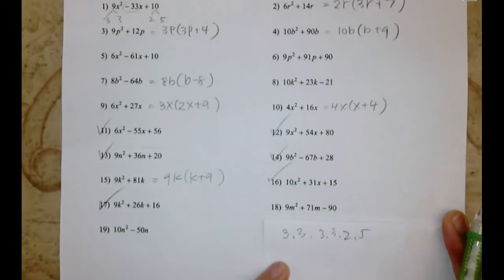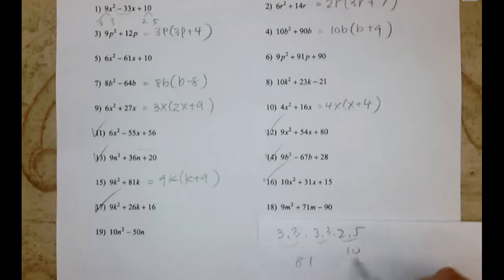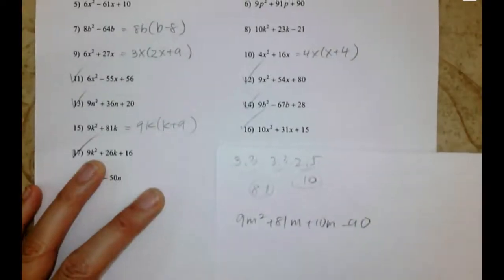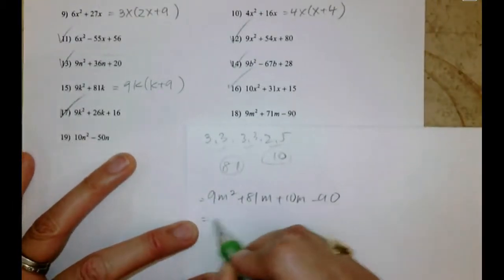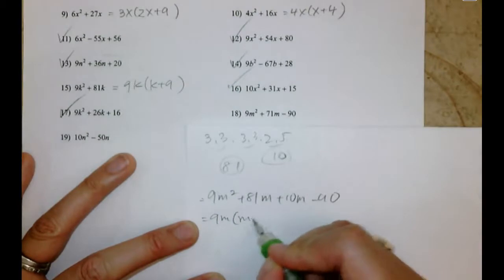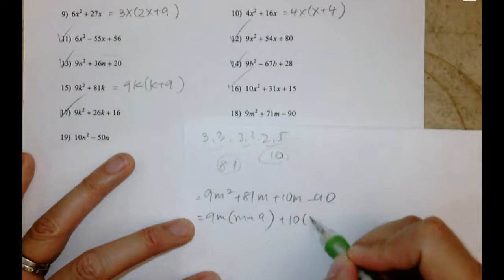Okay. So let's try 3, 3, 3, 3. That's 81. That's 9 and 9. That's 81. Minus 10 is 71. Ooh, we got lucky. We got it with the first try. Right, so 9m squared plus 81m plus 10m minus 90. We're doing this one, 18. All right, so then you can get 9m out and m plus 9. And we can get 10 out and m.